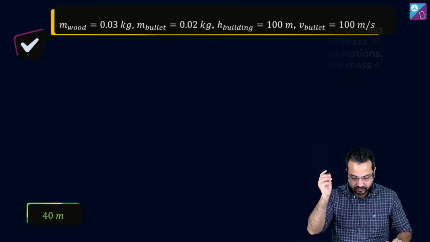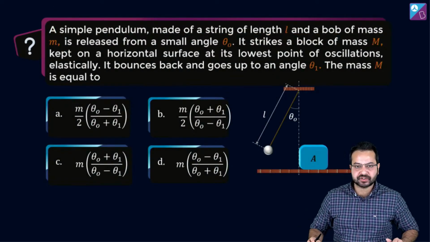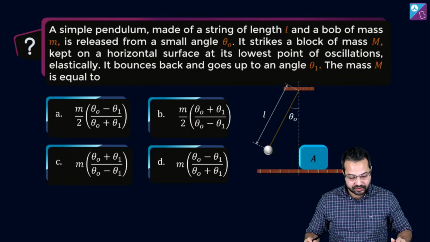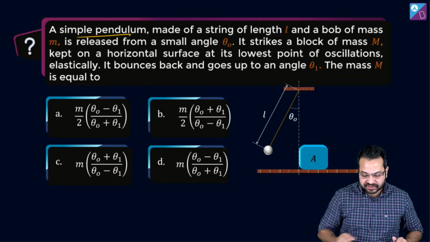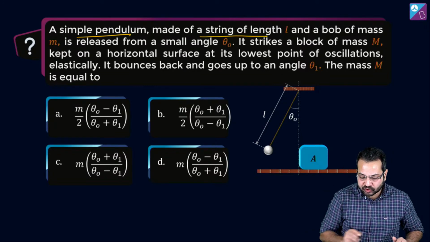All right, we have time for one last question. So let's quickly solve this. What do we have? We have a simple pendulum. It is made of a string of length L.